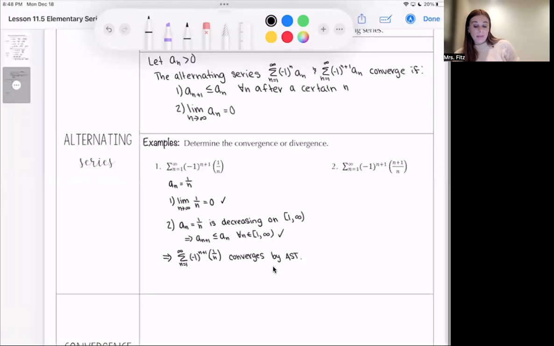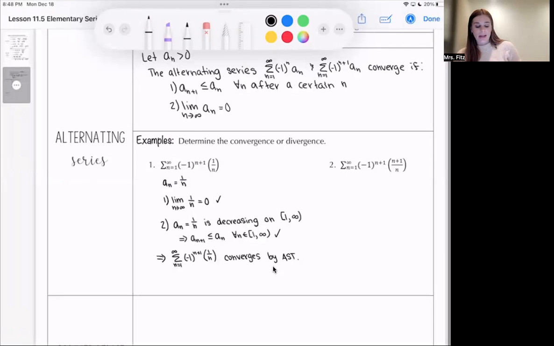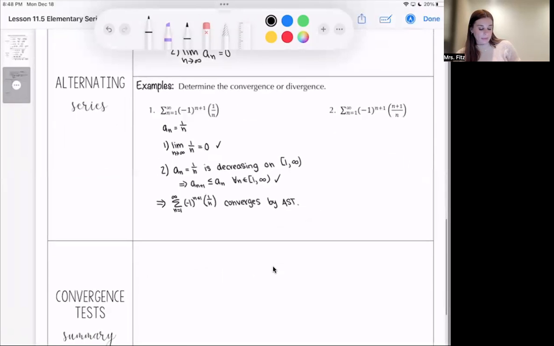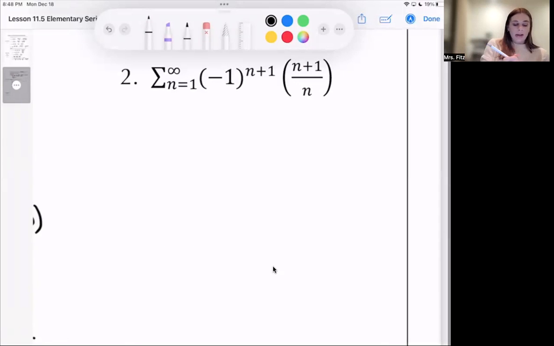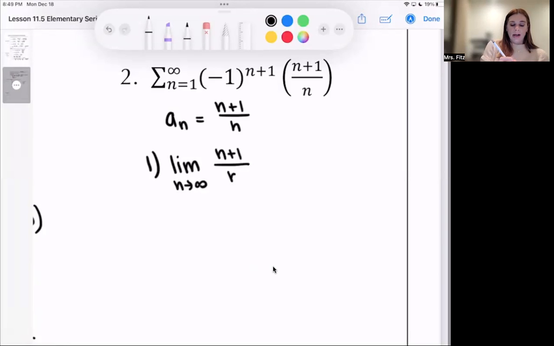Okay, go ahead and pause and try number 2 first, then you can unpause, and we can do this one together. Okay, so we're gonna look at a sub n first, which is n plus 1 over n. Okay, so the first thing that we need to do is I'm gonna take the limit as n approaches infinity of n plus 1 over n. Well, that actually equals 1. That does not equal 0. So what does that mean?